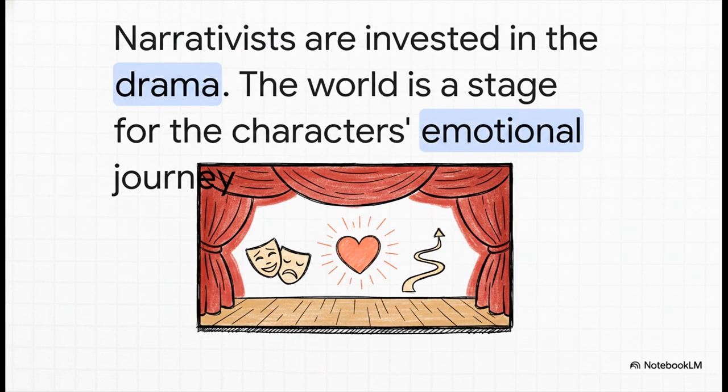Then you have the narrativists. These are the folks who are here for a great story. They get totally invested in the drama, the character arcs, the whole emotional journey. For a narrativist, the world is basically a stage. Its rules and history only really matter if they're creating compelling conflict or exploring a really powerful theme.